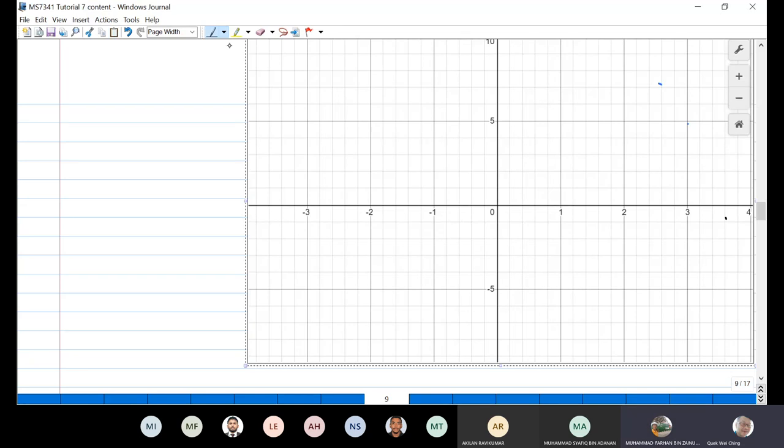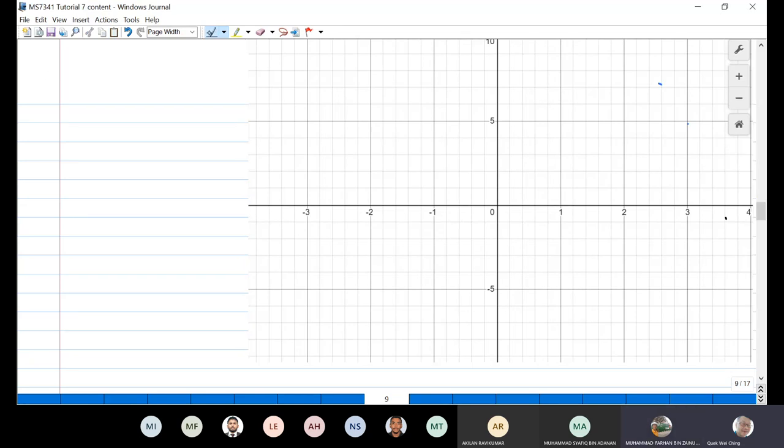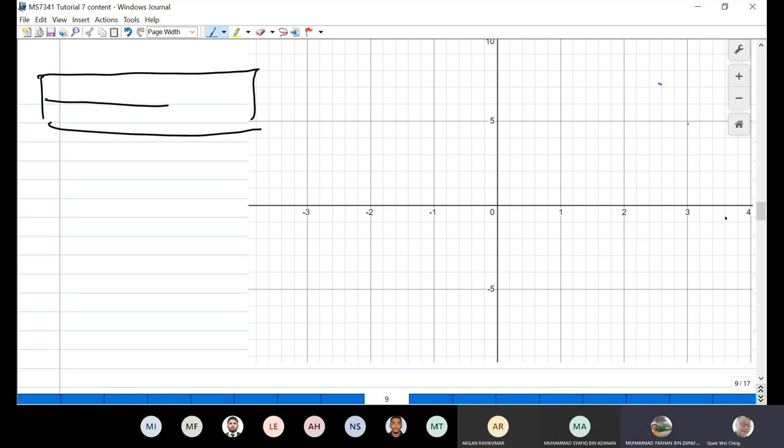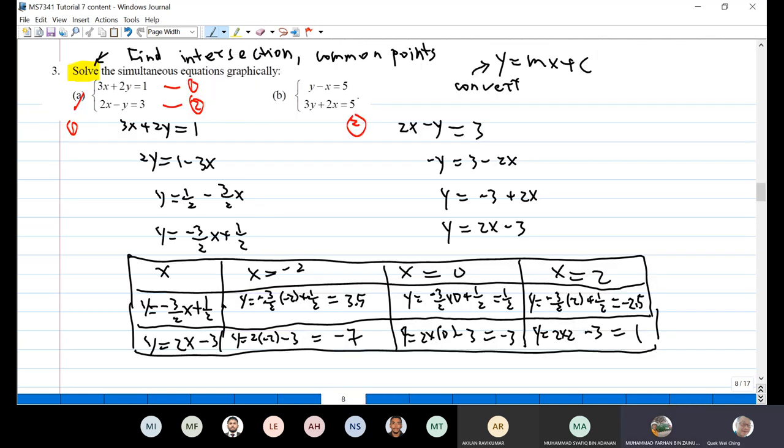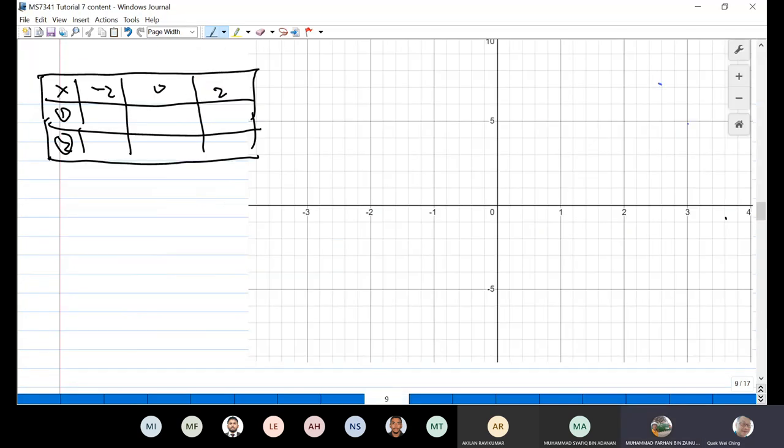And let me draw a table again. So first line, 3 points. x, y1, and then y2. I have minus 2, 0, and 2, and the table I have is 3.5, 0.5, and minus 2.5. From here, I can see where the points are.